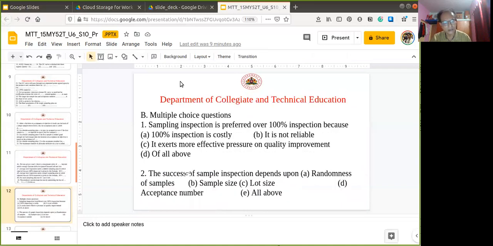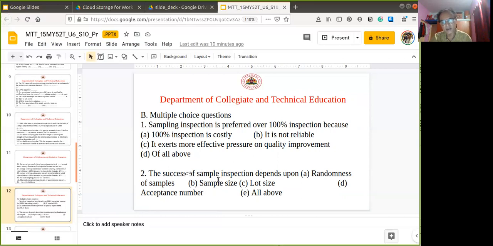And now the multiple choice questions have been given here. A sampling inspection is preferred over 100% inspection because, there are four options given. The answer for this is that 100% inspection is costly. Sampling inspection is preferred over 100% inspection because 100% is costly, it is not too reliable, it exerts more effective pressure on quality improvement. All of the above is the possible answer.